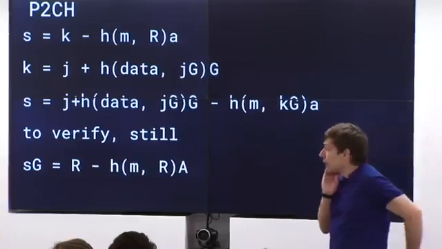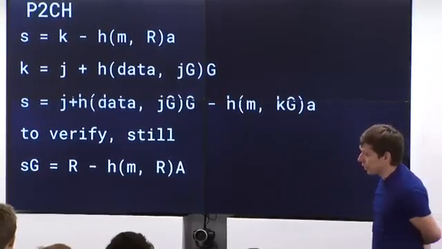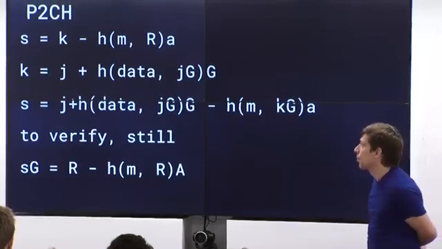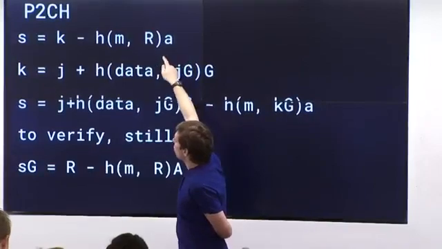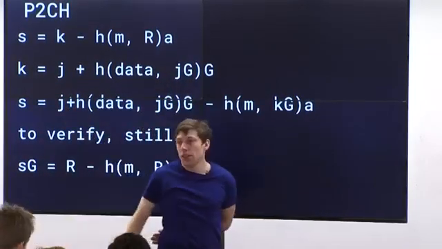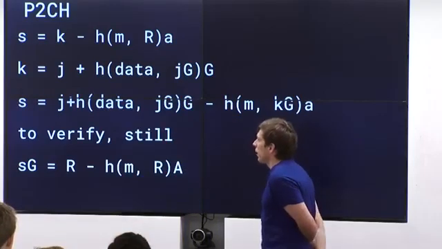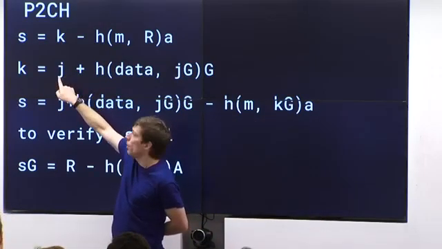So pay to contract hash says, okay, I want to put arbitrary data into my signature in a way that I can prove it was there. So here's the normal equation. Now, what if I redefine K? Normally, K is just a random number. But now I'm going to redefine K. K is now J. So J is my new real random number.